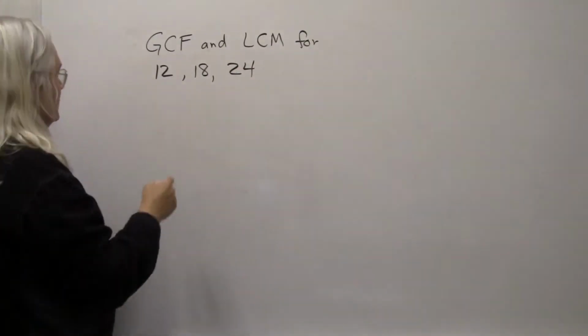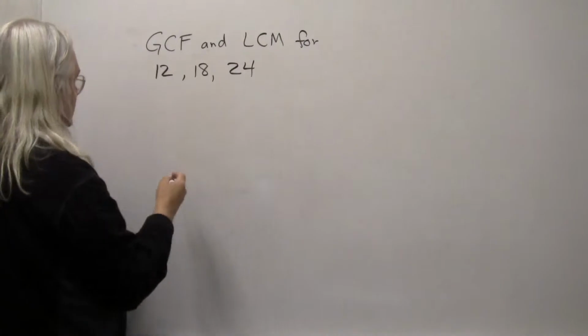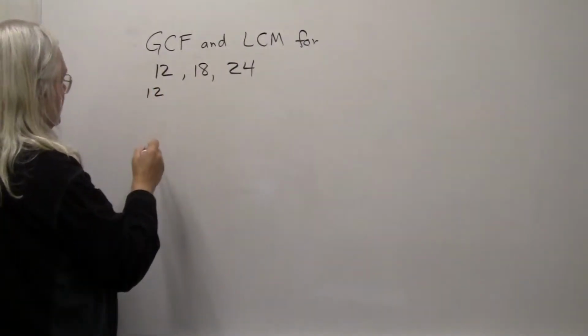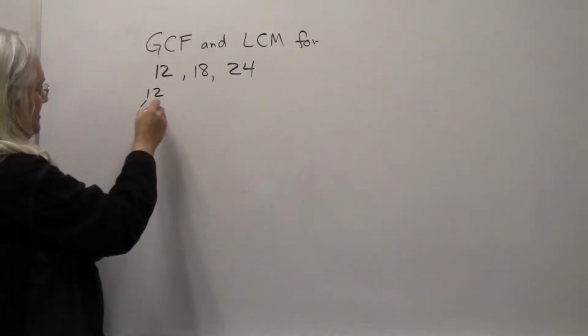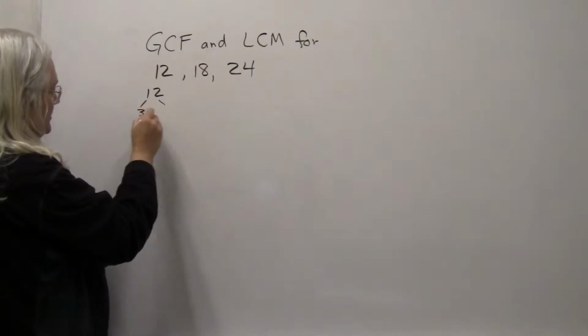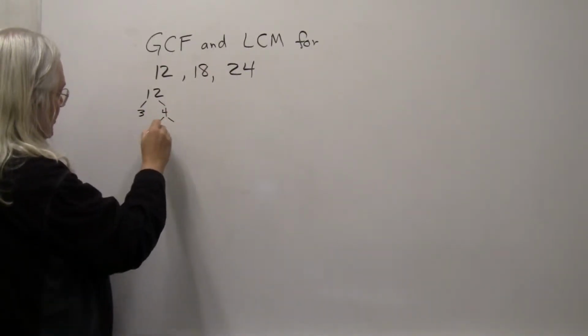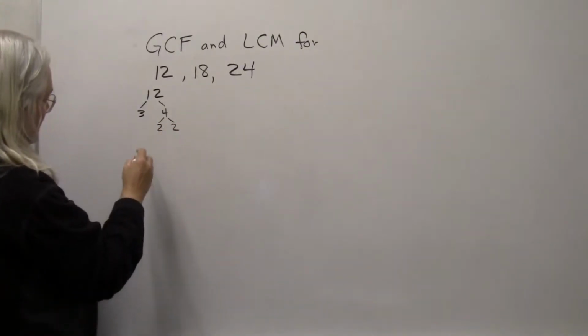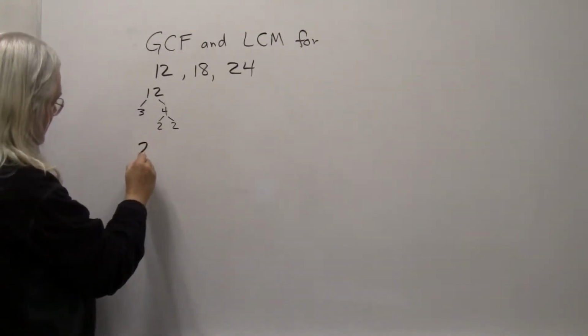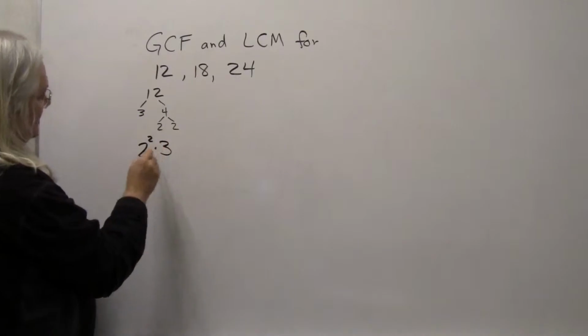The way to do this is to take each of these numbers and factor it completely. And the way to do that, I like this tree method. 12 I could write as 3 times 4, and then the 3 is already prime, but 4 can be split into 2 times 2. So 12 equals 2 squared times 3.